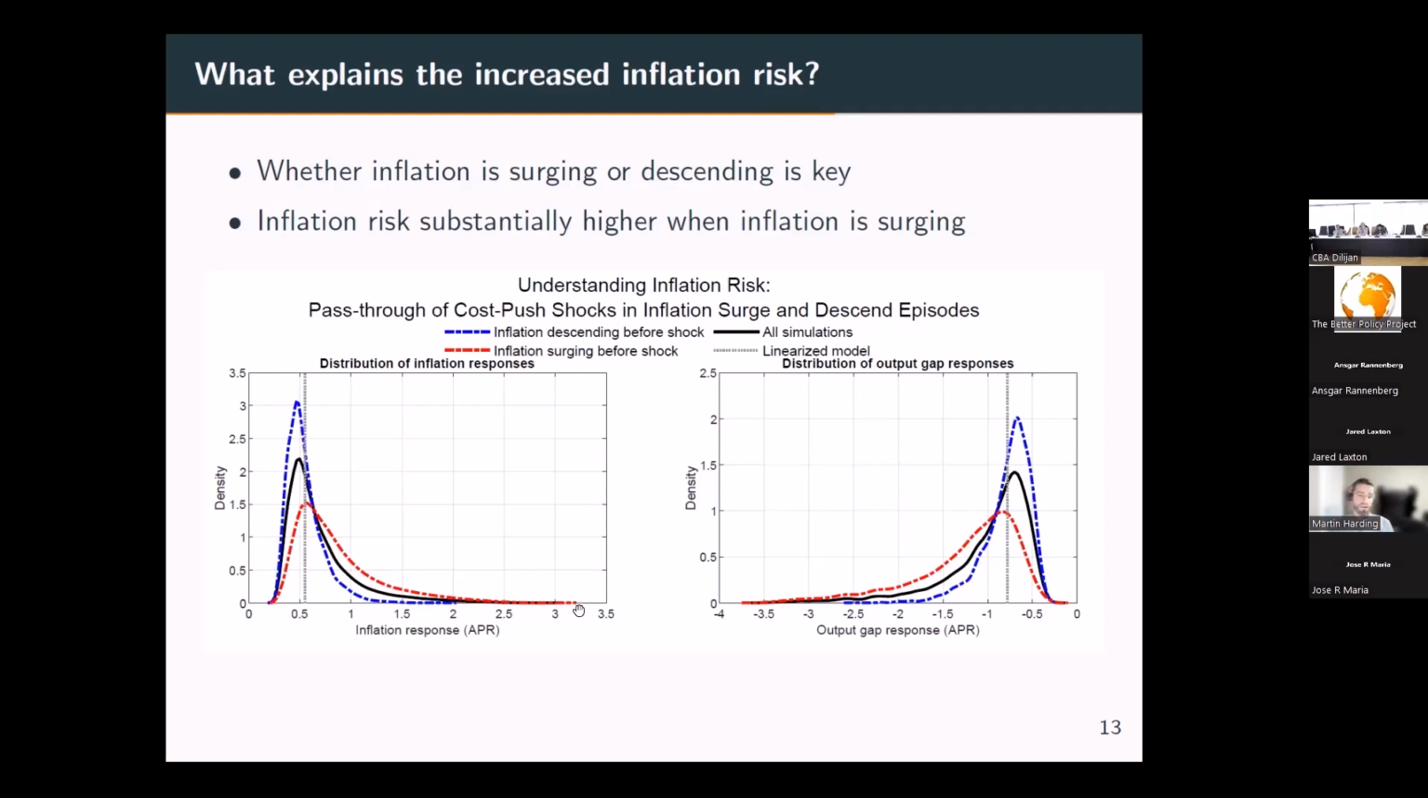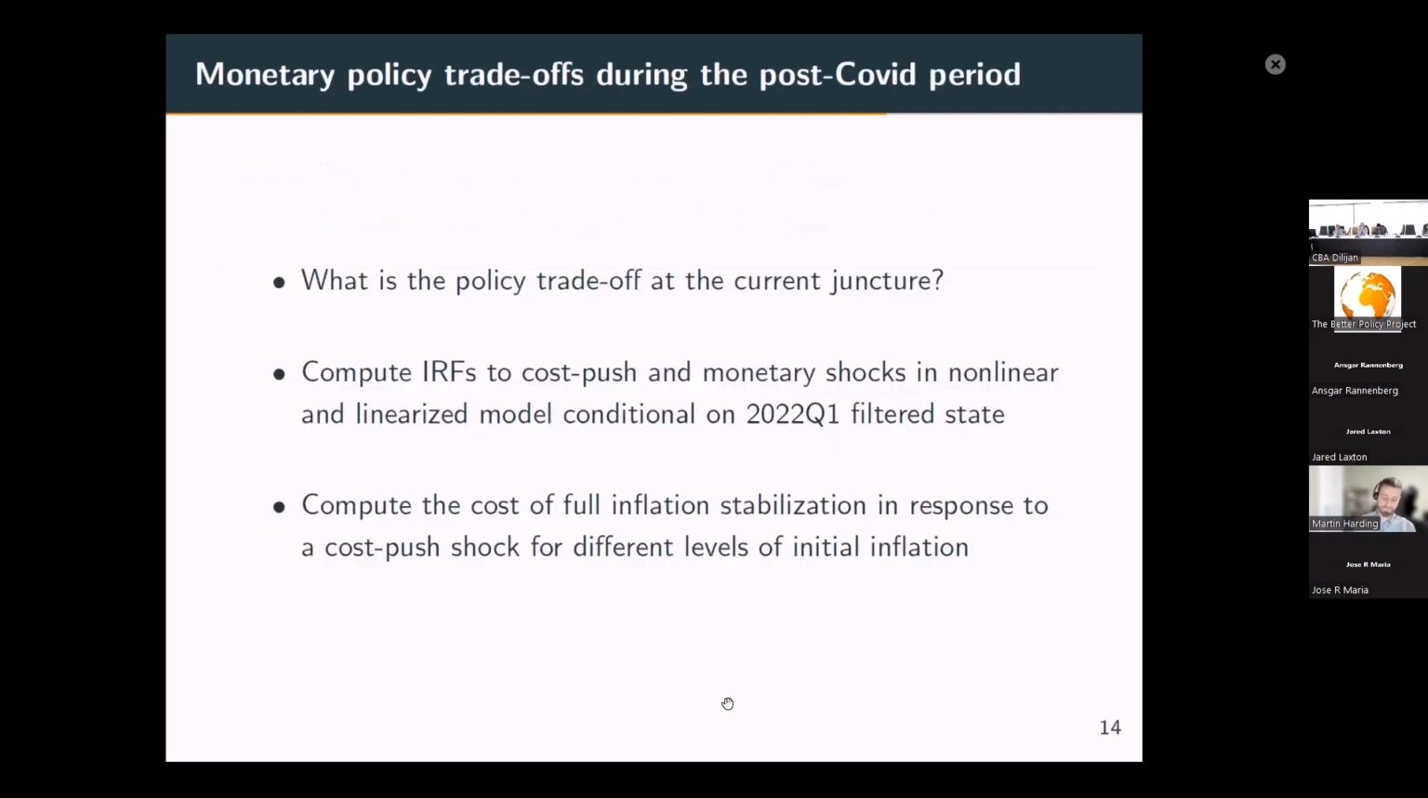Okay. So that should already give you the intuition of why the nonlinear model is going to do better when trying to understand inflation dynamics, especially when inflation is elevated, because it has these properties that make the inflation distribution consistent with the empirical properties of inflation in the data.